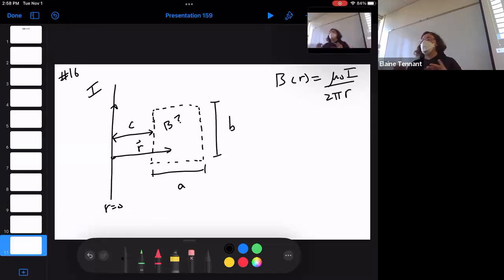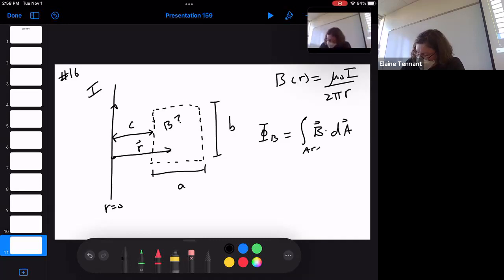Magnetic flux, just the same. If it's not constant, you take the magnetic field, dot it with the area, and then add up all your little areas. If your magnetic field is constant, you can just take your entire magnetic field, dot it with your entire area, and you'll be done.